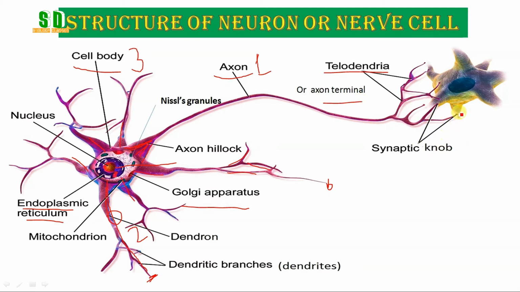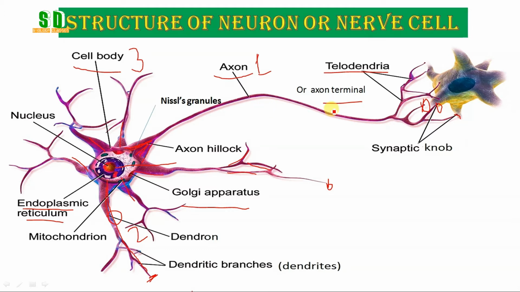At the end of each telodendria or axon terminal there are synaptic knobs. The synaptic knobs are filled with neurotransmitters. There are a lot of vesicles, and these vesicles are filled with neurotransmitters. The nerve impulse goes from the dendritic tip to the dendron, then the cell body, then the axon, and ultimately reaches the muscles or the neighboring nerve cell. So what is an axon? An axon is the process of a nerve cell body that carries impulses away from it.